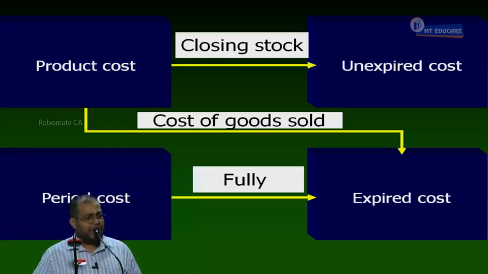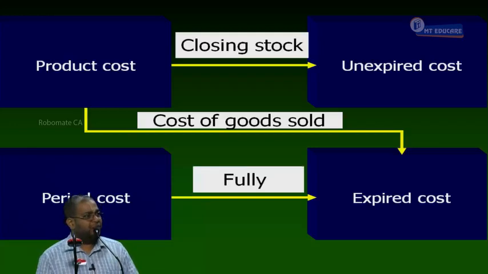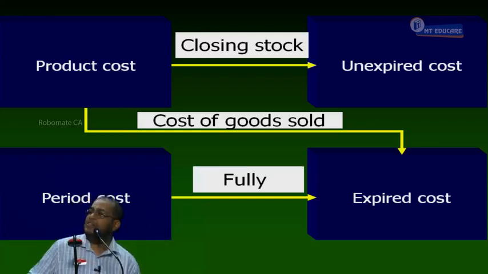So tell me what is considered for stock valuation? Manufacturing cost. What is not considered? Non-manufacturing cost. All this I am classifying because for what? Profit calculation, stock valuation. Right or no?